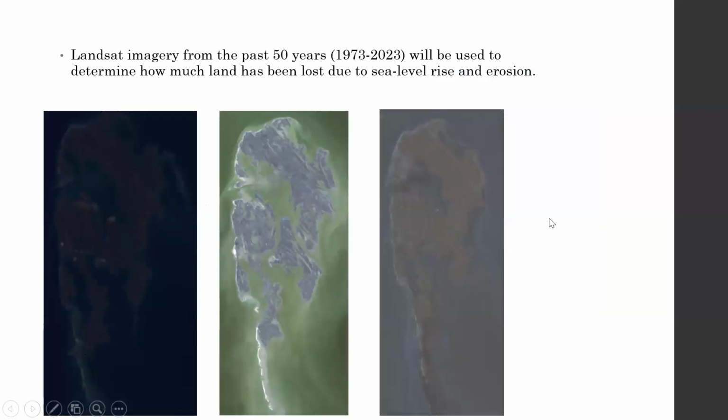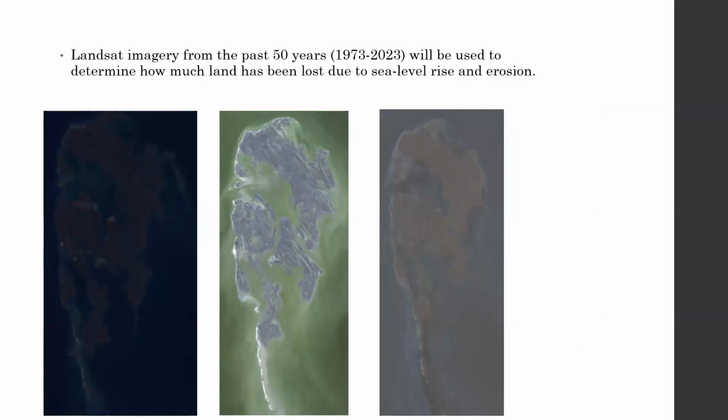And then just to get an idea of how much animal habitat has been lost over the last 50 years, I plan to use Landsat imagery from 1973 until 2023. I likely will have to modify some of the images. As you can see, the one on the left is very dark. It's from 1973. It's a Landsat 1 image. And then the one in the middle, I believe, is 2003 and then 2013. So they'll need modification.